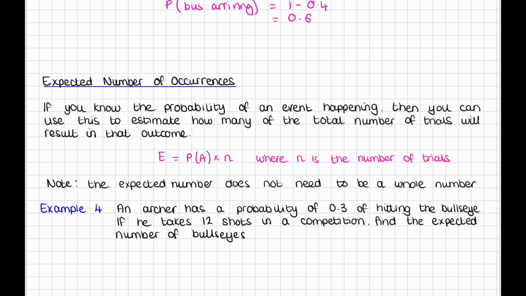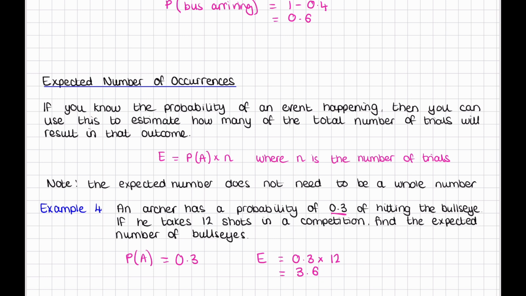Example 4: an archer has a probability of 0.3 of hitting the bullseye. If he takes 12 shots in a competition, find the expected number of bullseyes. So we know the probability of hitting a bullseye is 0.3. Say our event of hitting a bullseye was A, that equals 0.3. So our expected number would be our probability, which is 0.3, times how many shots we're going to take, which is 12. So 0.3 times 12 means we would be expecting to hit 3.6 bullseyes.